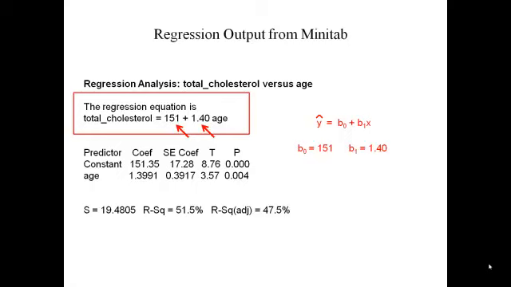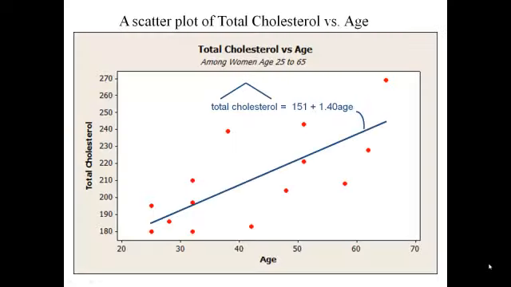And notice that the value of b0, the y-intercept, is given here in the column of coefficients. Although you notice that here Minitab is giving it to a couple more decimal places. And just below it is the slope coefficient b1, which, given to a couple more decimal places, is really 1.3991. So if we think back to our scatter plot, then our least squares regression line can be plotted on top of our data points. And now let's use this equation to predict the total cholesterol for a 42-year-old woman.